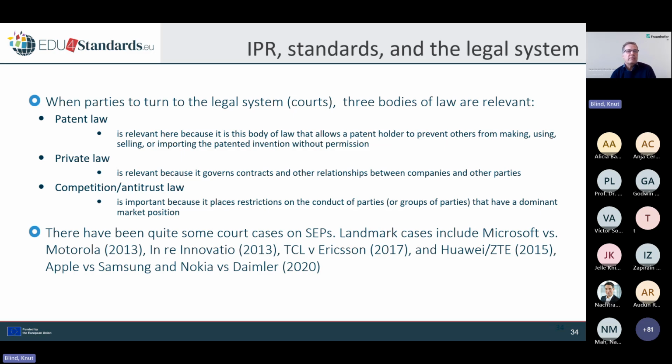The other point is that different legal areas come into play. It could be patent law, then private law, which is about contracts relevant for licensing deals, or sometimes competition or antitrust law comes into play when especially big players are misusing this position. And there are some landmark cases from Microsoft, Motorola, Ericsson, Huawei, and more recently Nokia versus Daimler. That means there are not so many, but there are a few cases which have to be mentioned, especially when big players couldn't find a solution outside the law.